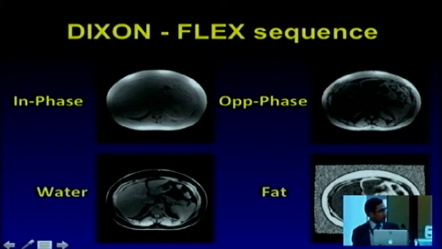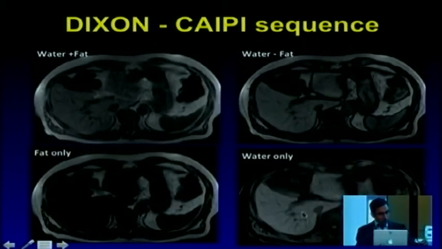You can put a region of interest on this and you can measure the amount of fat present in the liver. Again, when I mention amount of fat, I'm referring to fat signal fraction. It is not the exact amount by weight. And this is a DIXON sequence.